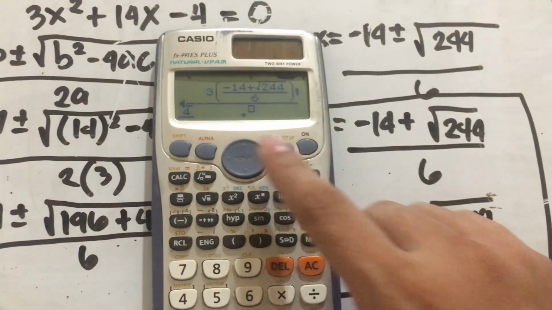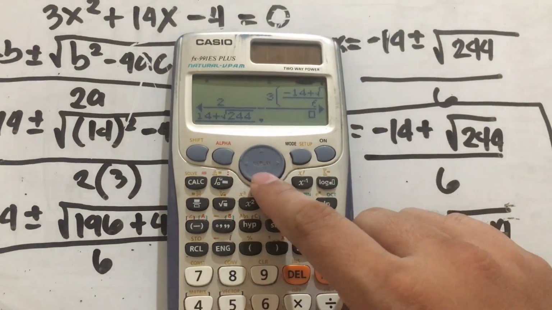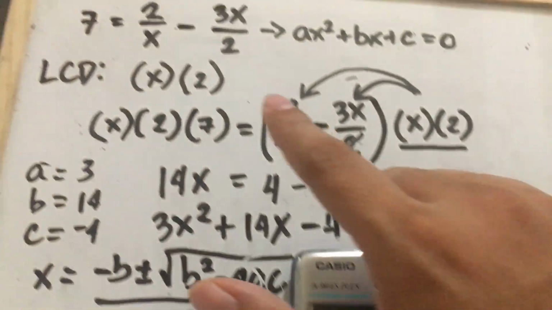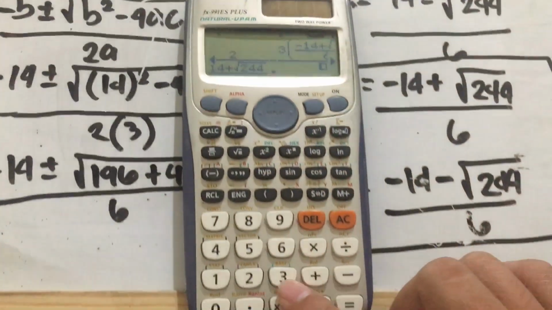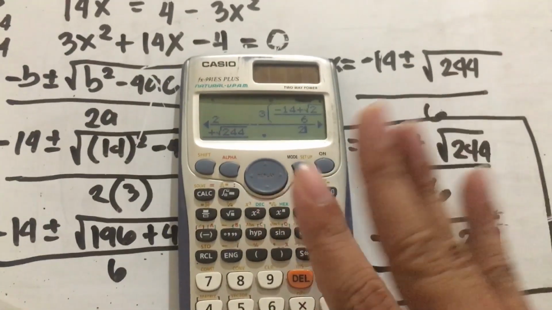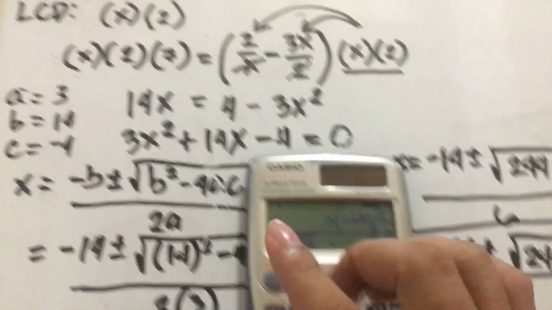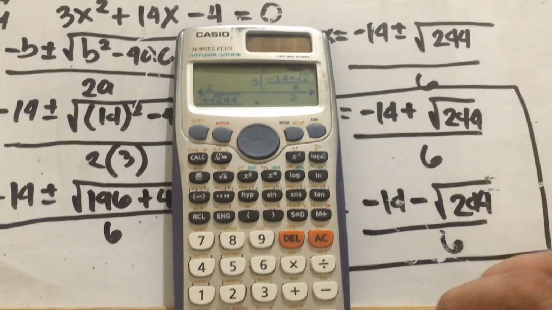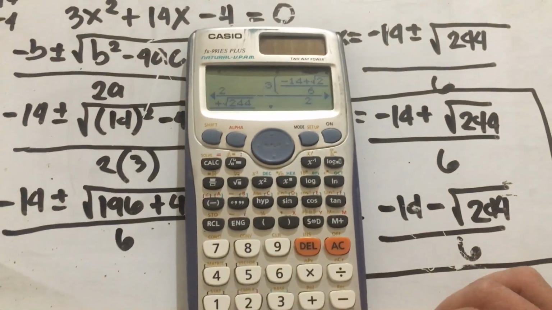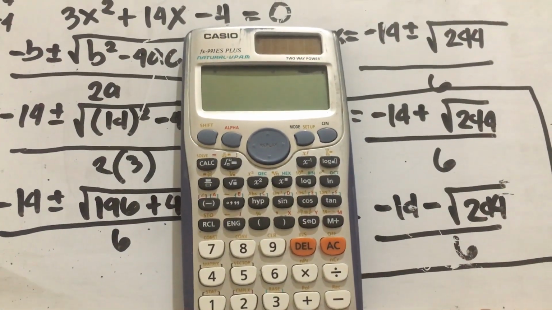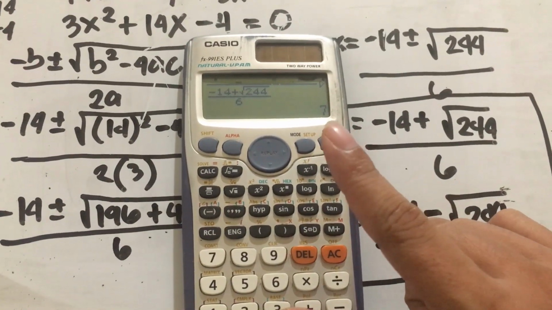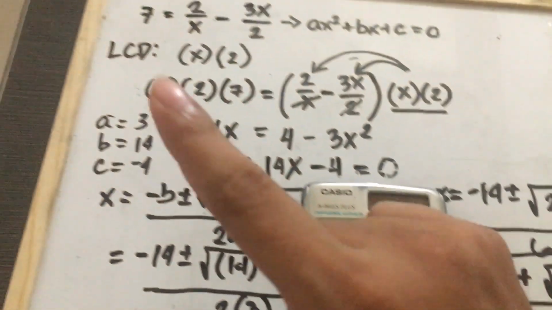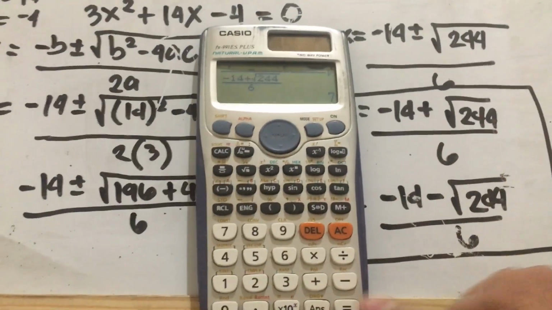Then, at the bottom part, we all know that is equal to 2. Okay. Now, we will try if the answer would be 7. If it's 7, therefore, our value of x is correct. Okay, ready. 1, 2, 3, go. Ta-da! The value is equal to 7. So, therefore, our answer is correct.